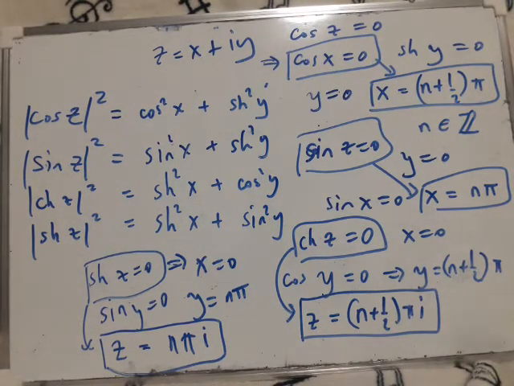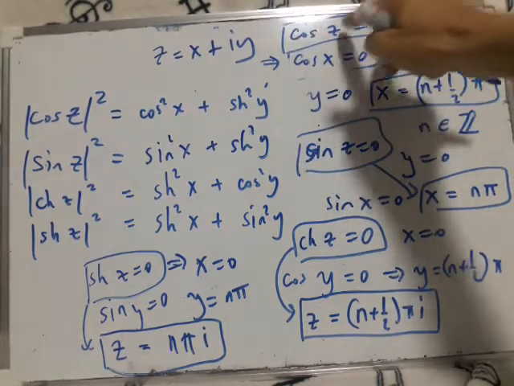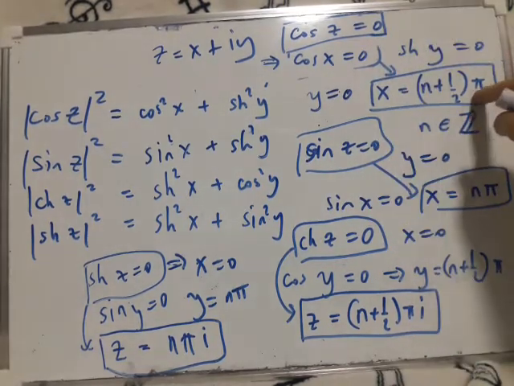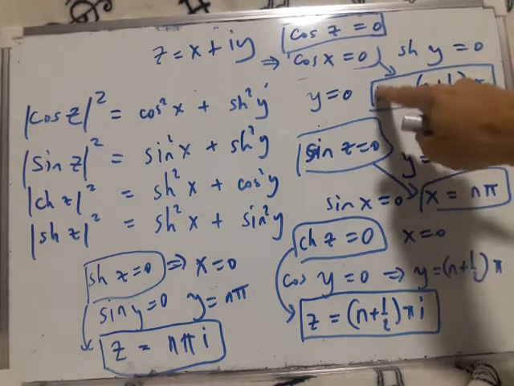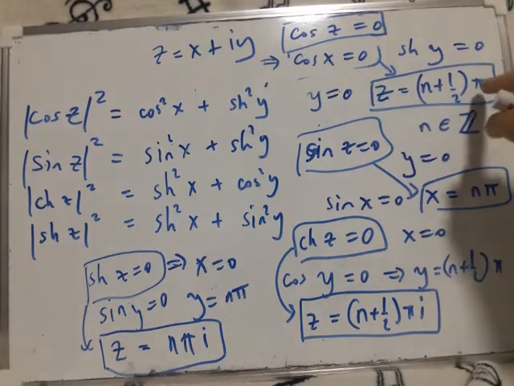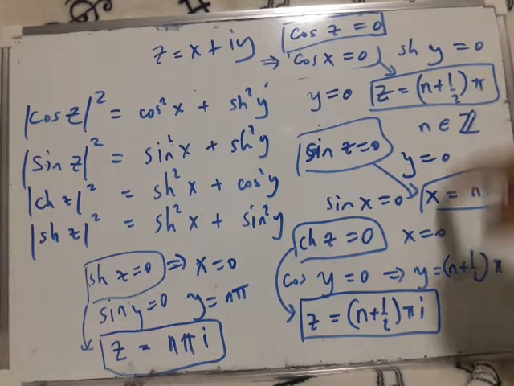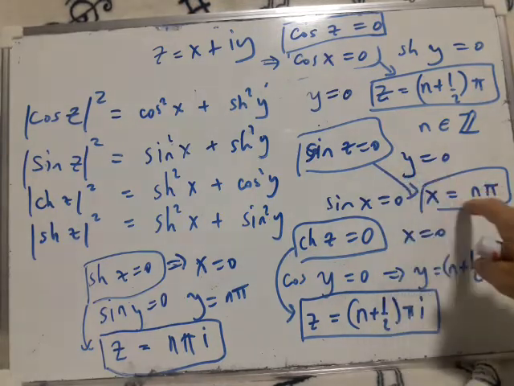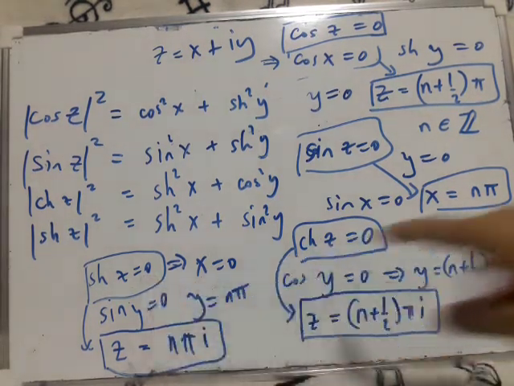So notice that cos and cosh are related. The zeros of cosh are the same as the zeros of cos, except they're rotated 90 degrees. In other words, you multiply the zeros of cos by i and you get the zeros of cosh. Similarly, the zeros of sine, if you multiply by i, give you the zeros of sinh.